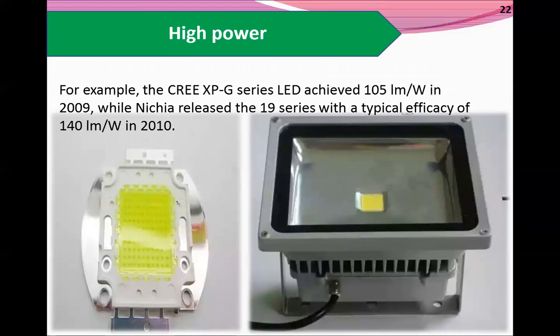Next, high power LED. For example, here the Cree XPG series LED achieved 105 lumens per watt in 2009, while Nichia released the 19 series with a typical efficiency of 140 lumens per watt in 2010.